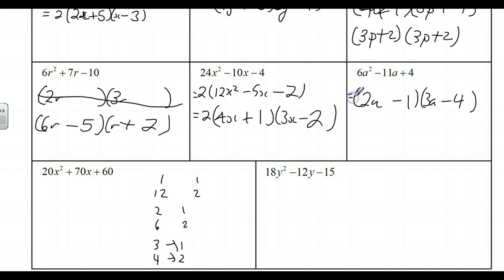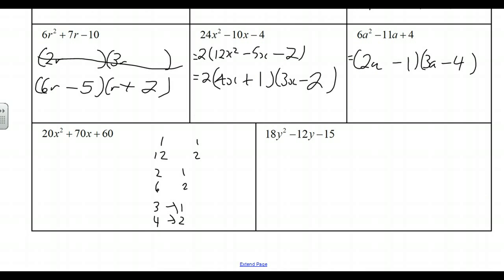20 is divisible. These are all divisible by 10. So 2x squared. I like 2's, right? 2's are easy. Plus 7x plus 6. Because I know it's a 2x and an x. Even if you like decomposition, 2's are easy.